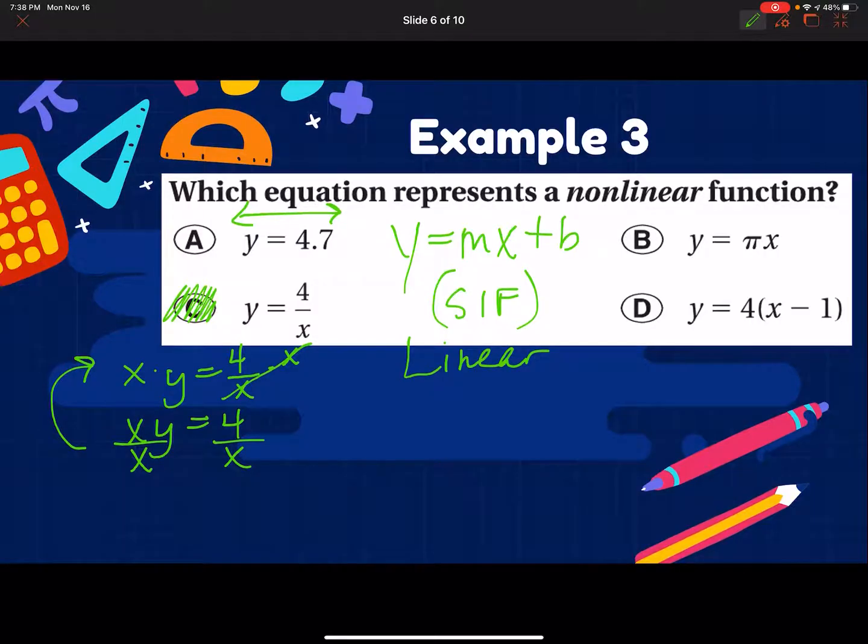And let's go ahead and check out D to make sure that's the only choice that's correct. So in D, I have y equals 4 multiplied by x subtract 1. If I go ahead and distribute that 4, I get a new equation that looks like y equals 4x subtract 4, which is exactly written in slope-intercept form. So that would still create a line. So which equation represents a nonlinear function? Right over here at C. We cannot rewrite it in slope-intercept form.